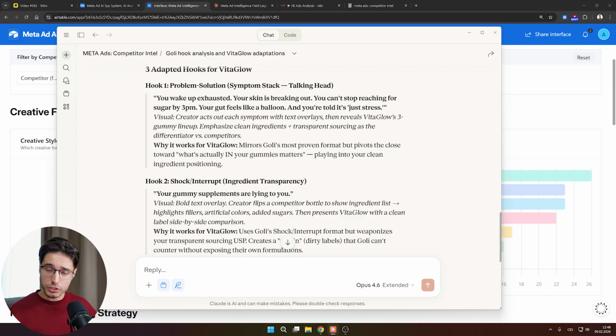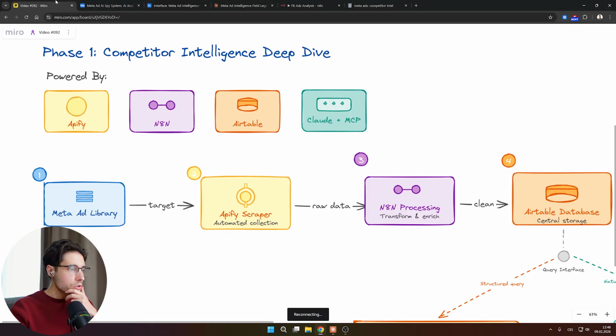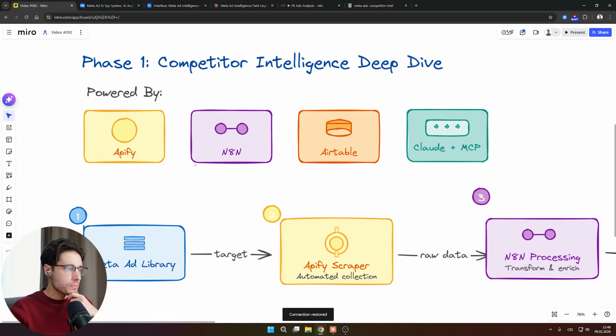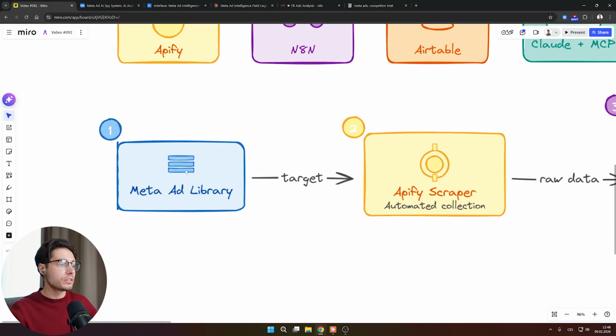So this is extremely powerful, right? On one hand, we understand the strategy, and on the other hand, we can actually leverage that to create our own. Now, if we take a closer look at how this system works, first of all, we are using Apify for the scraping. We are using N8N for all of the backend infrastructure. We are using Airtable as the database and the interface. And we are using Claude and a custom MCP server to connect our agent that allows us to talk to the data.